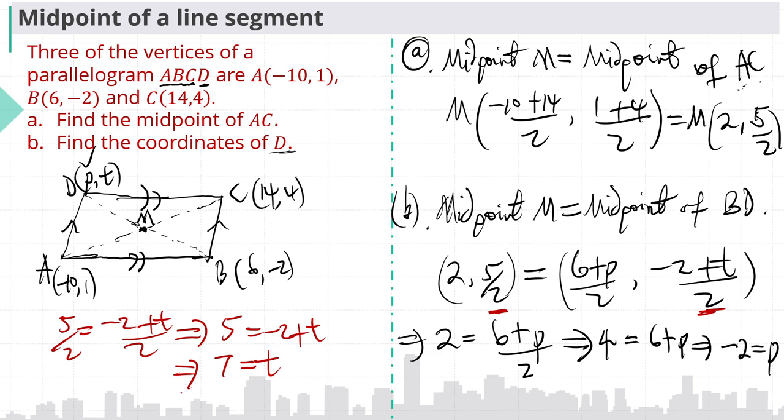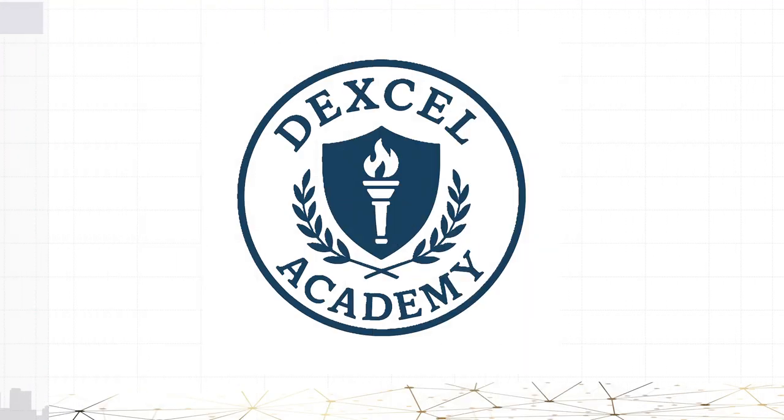So what is the coordinate of D? It tells us that the coordinate of D, labeled and solved as P, T, is equal to minus 2, 7. See you in the next lesson.